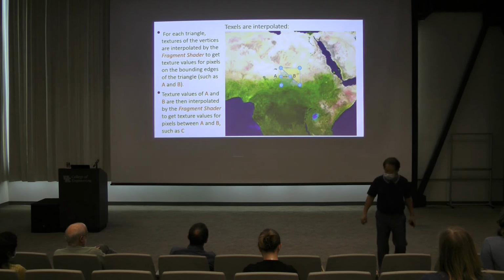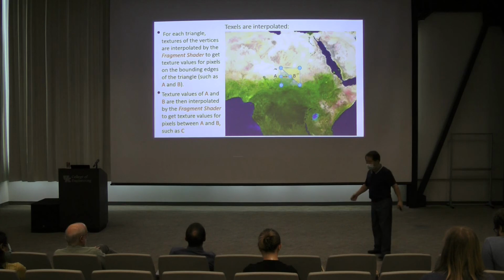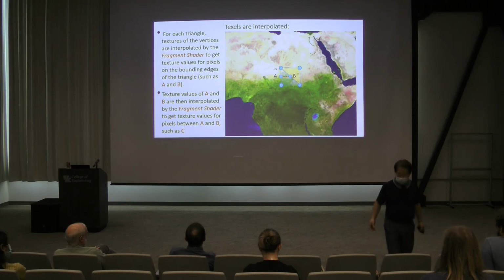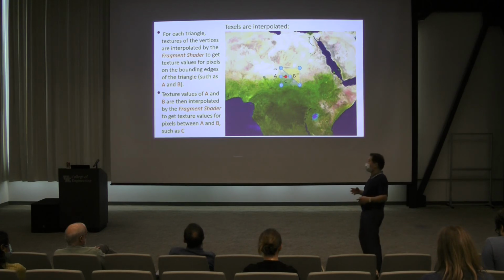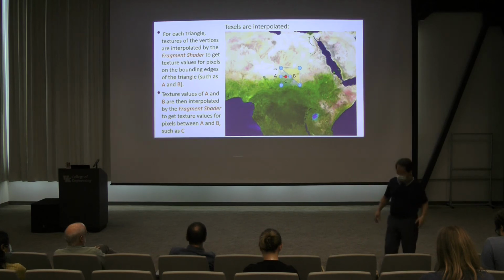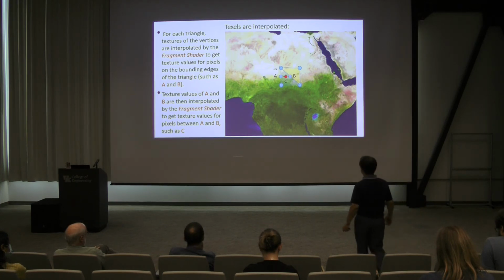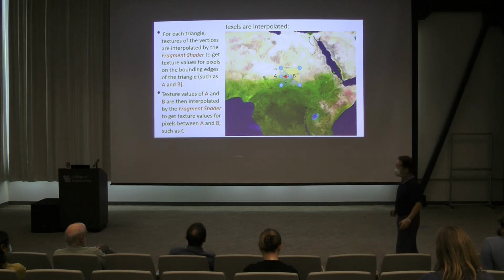The Fragment Shader will do this by interpolating colors or texture values of these two vertices to get a value for A, and do the same thing for B. Once we have the values for A and B, then again we can use interpolation to find, for instance for C here, what color or texture value we should use for this interior pixel, and of course for all the interior pixels. This is again done using interpolation. The technique is simple, but you need to know how to instruct it.